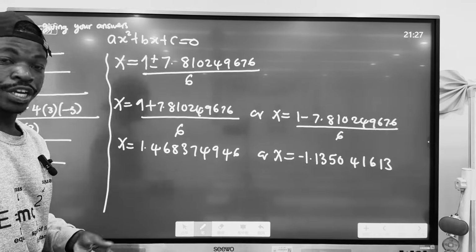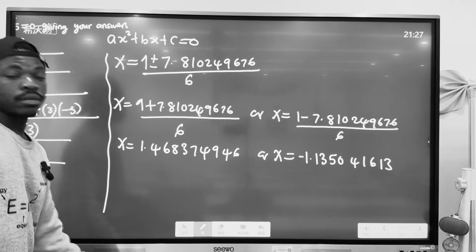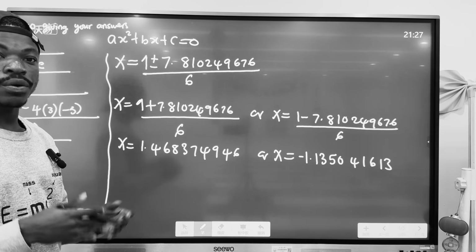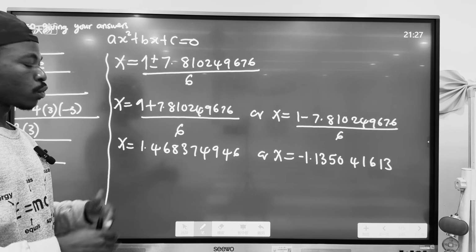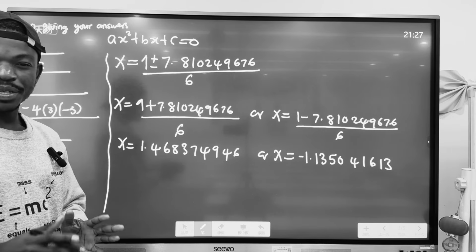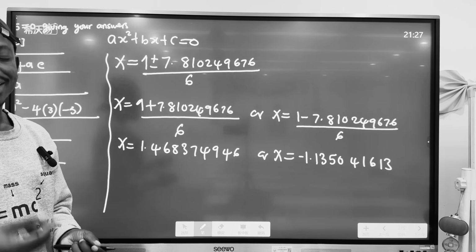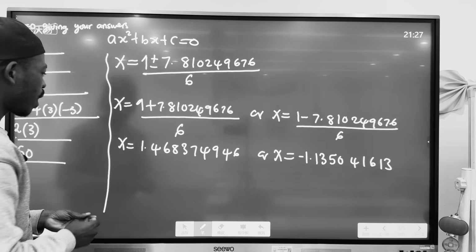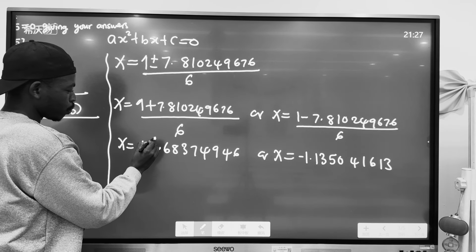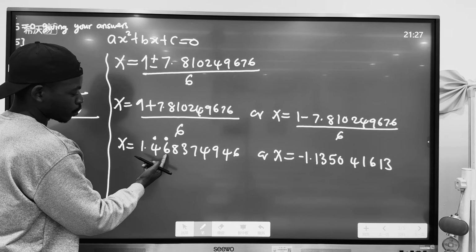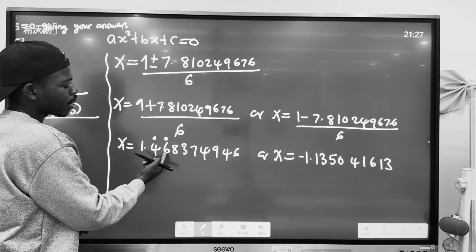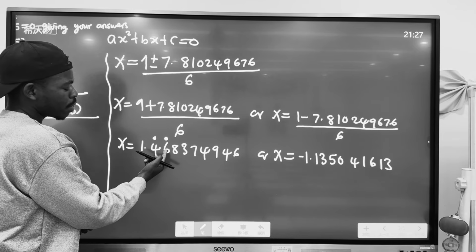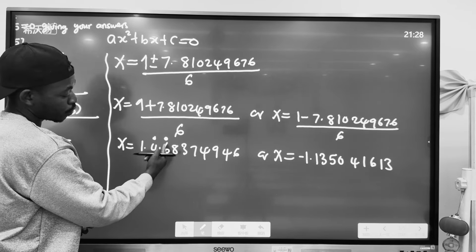The last part is now to check. According to the instructions, they are saying we should give our answers correct to 2 decimal places. By 2 decimal places, what we mean is after the decimal point, we should only have 2 digits. So we should end up to there. Now we need to look at the number that comes after this last digit of interest. The number that comes after this is 8, so we need to add 1 there.